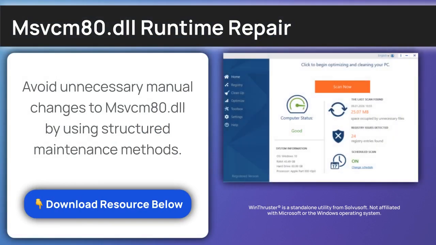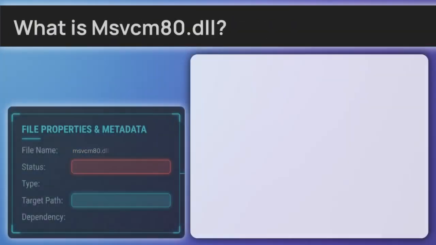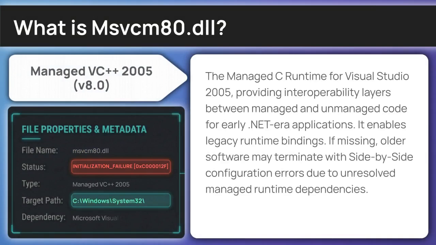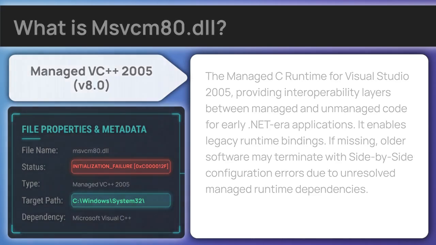This is the Microsoft Visual C++ Managed Library 80, the Managed C runtime for Visual Studio 2005, providing interoperability layers between managed and unmanaged code for early .NET era applications. It enables legacy runtime bindings. If missing, older software may terminate with side-by-side configuration errors due to unresolved managed runtime dependencies. Now that we've covered what the file does, let's jump into our first fix.